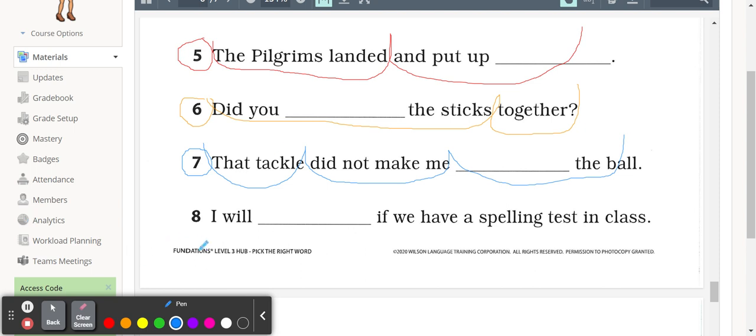And number 8, I think we know what it'll be. I will blank if we have a spelling test in class. Ugh, complain, grumble. I will grumble. GR, grum, UM, then BLE. I will grumble if we have a spelling test in class. Excellent.